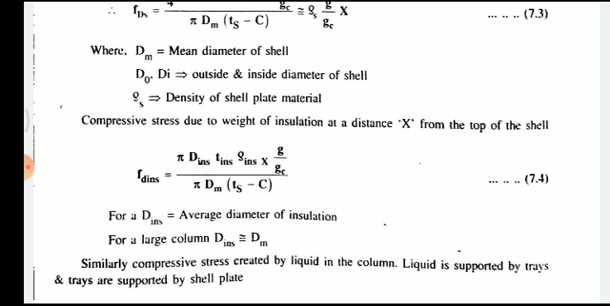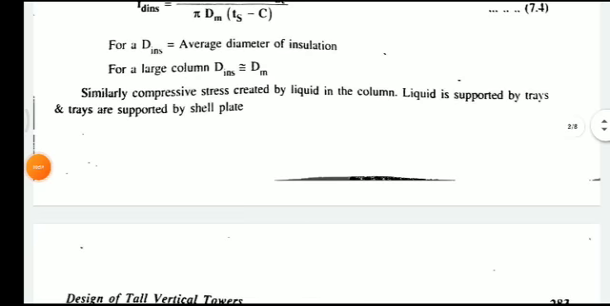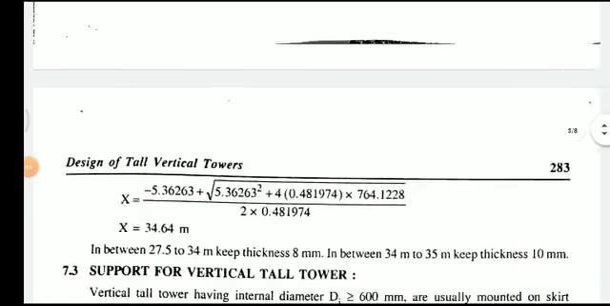f_dins is the compressive stress due to the weight of insulation at distance x from the top of the shell, pi d_ins t_ins rho_ins x g by gc. Similarly, compressive stress is created by liquid in the column. The liquid is supported by trays and the trays are supported by the shell plate.